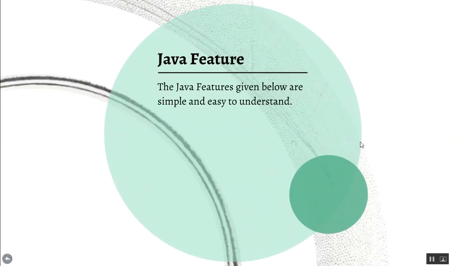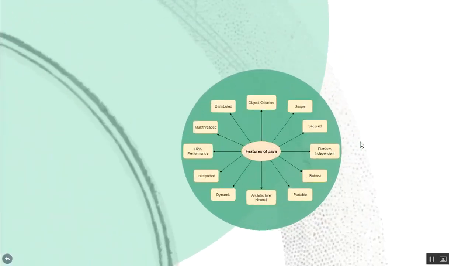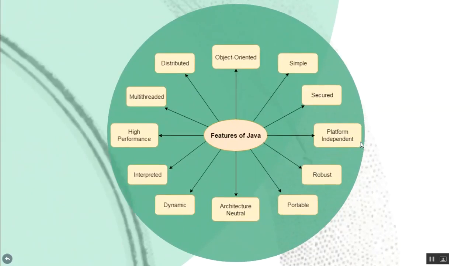Java features. Java has many features, and they are also known as Java buzzwords. So the features are like this. Java is simple, secured, object-oriented, distributed, multi-threaded, interpreted, portable, robust, etc. Let's go one by one. According to Sun, the Java language is simple because the syntax is based on C++ and removes the confusing parts, which are explicit pointers and operator overloading, etc.